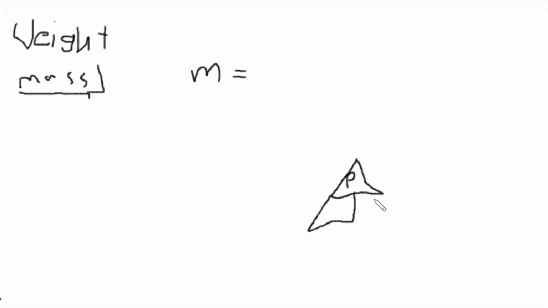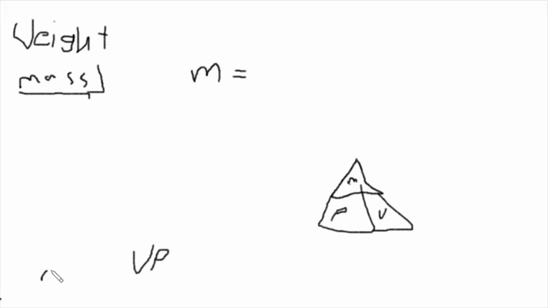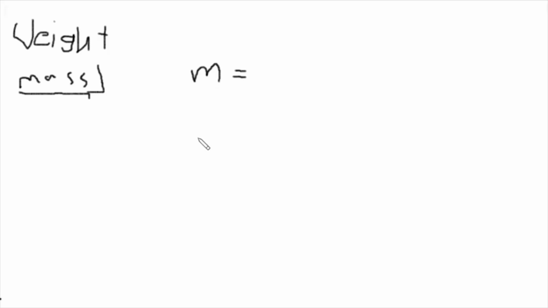Wrong thing. That density is equal to mass divided by volume. Wrong position. Therefore, mass is volume times density. That's going to be our equation. So, our essential formula: mass is equal to volume times density.